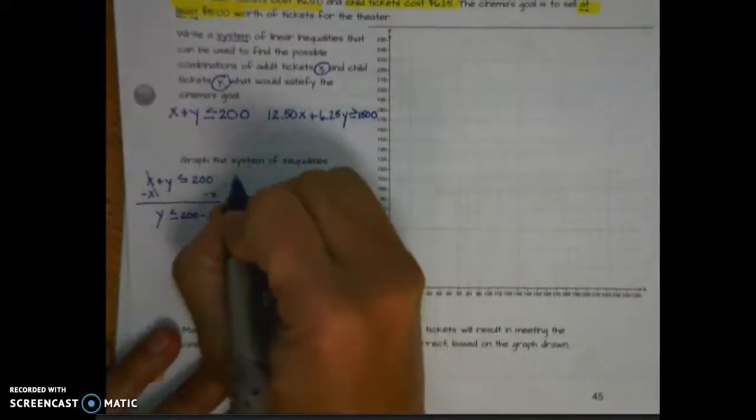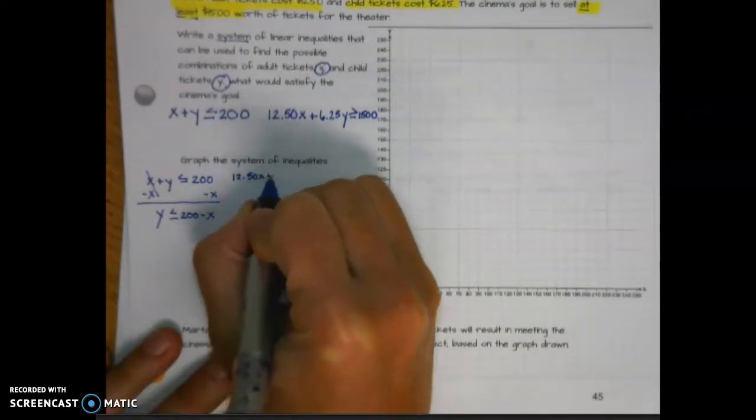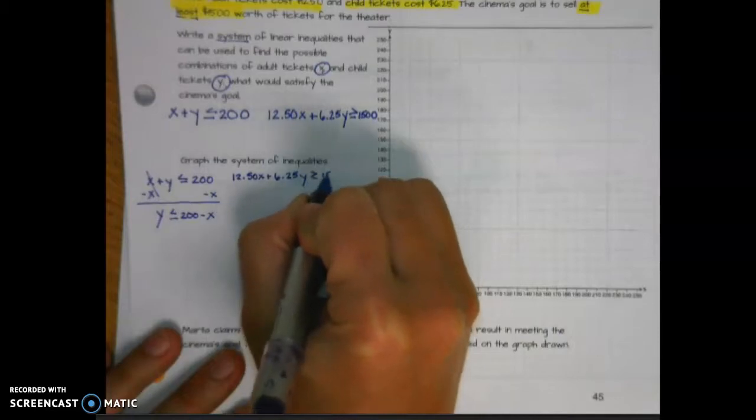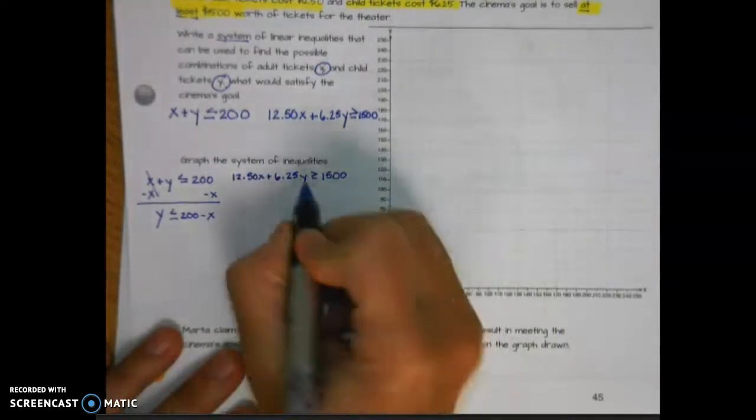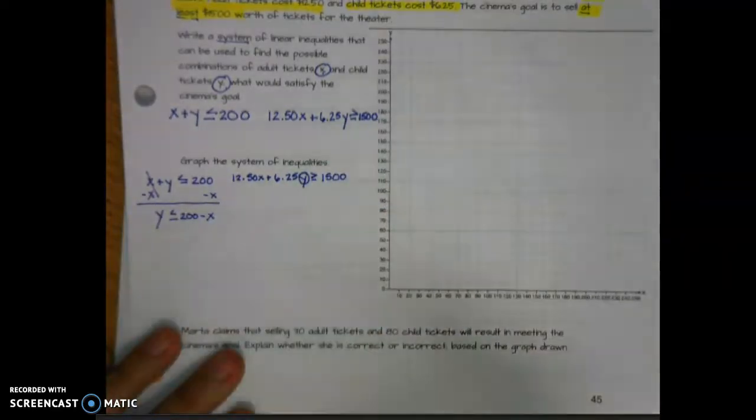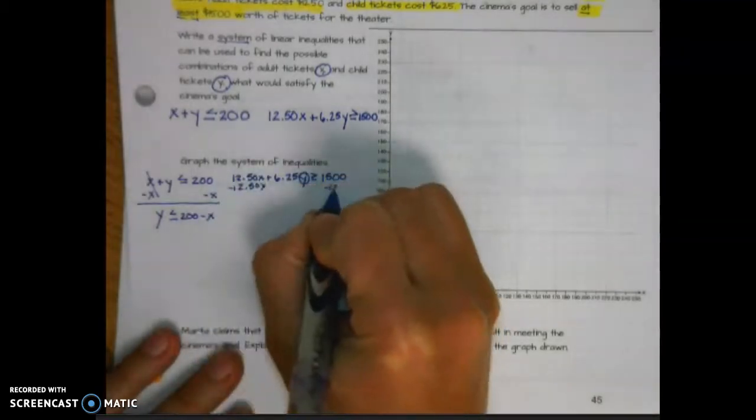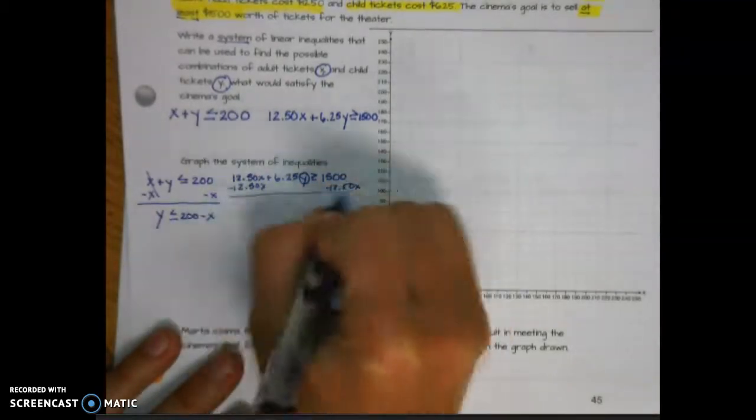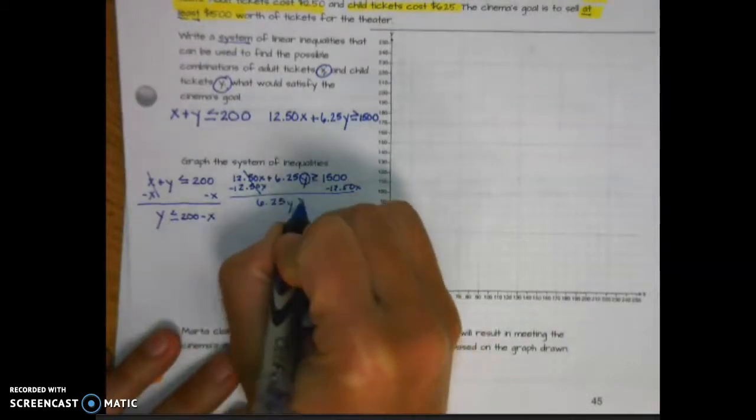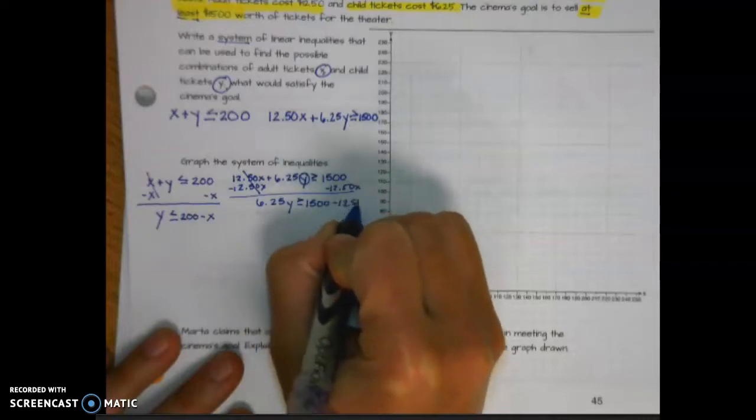Okay, this inequality I'm going to rewrite over here so I can rearrange it. So 12.50x plus 6.25y is greater than or equal to 1,500. Okay, so I'm trying to get my Y by itself. I'm going to move the X term just like I did over here by subtracting 12.50x from both sides. Okay, so those cancel, and I have 6.25y is greater than or equal to 1,500 minus 12.50x.